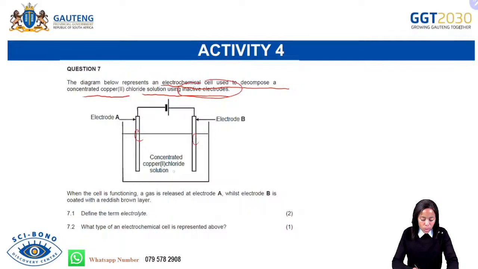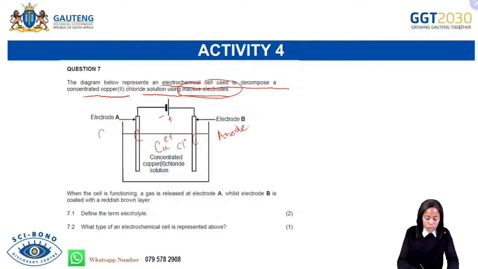Okay, so what do we have as the electrolyte? It says we have concentrated copper(II) chloride. If we break it down, copper(II) chloride is Cu²⁺ and Cl⁻. From there, we can also identify the anode and the cathode. The anode will be the longer line and the cathode will be the shorter line. So electrode B, we can already see that is the anode, and electrode A is the cathode.